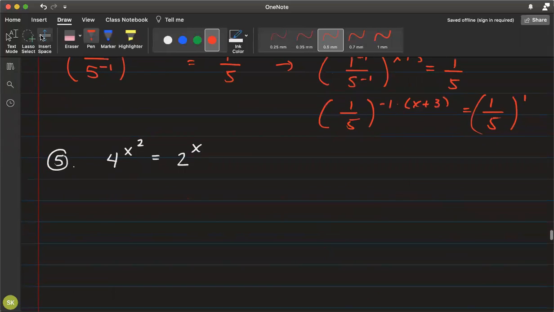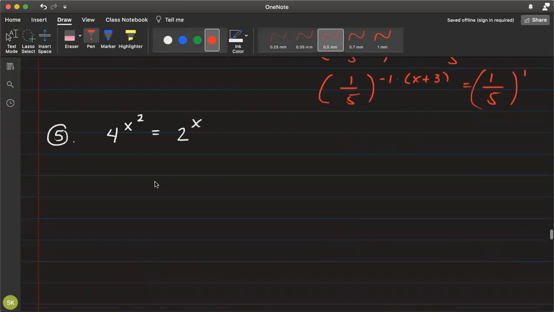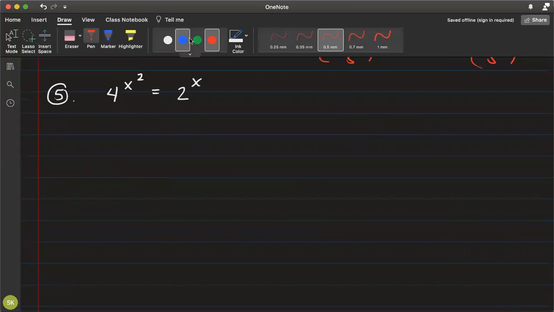Let's try this problem. We have 4 to the x squared is equal to 2 to the x. Here we do not have the same base, but it is possible to write 4 as 2 squared. So remember that the goal is to get the same base, if it's possible. Now I can't really write 2 in terms of 4, but I can always break 4 down. So 4 is the same thing as 2 squared.